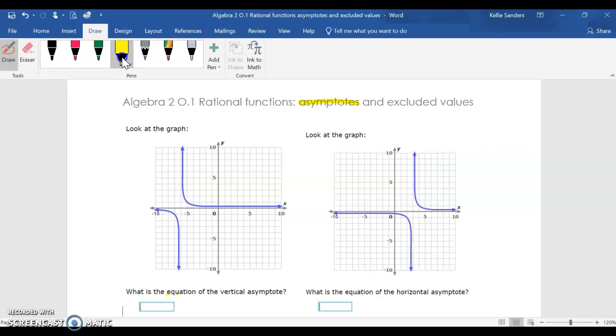It's very important that whenever it asks for the equation, you have to use either x equals or y equals, depending on which one it is. So on this one it says vertical asymptote. Vertical goes up and down.